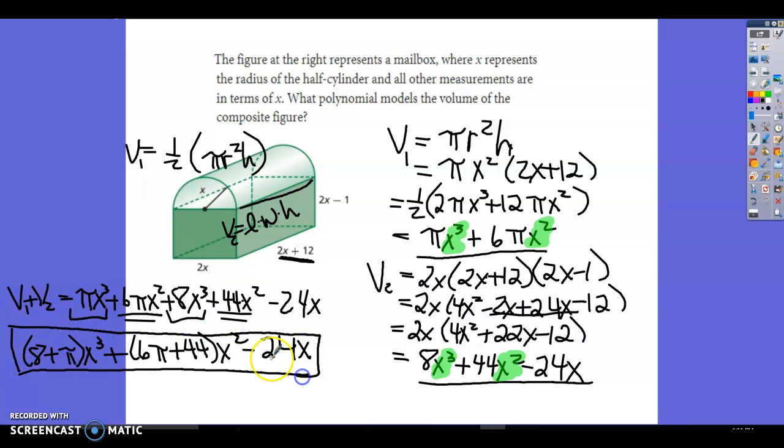It's not very pretty, but if you know what x is, you could simplify this quite a bit. We know that pi is just a number, but in a lot of cases, we just leave it in terms of pi.